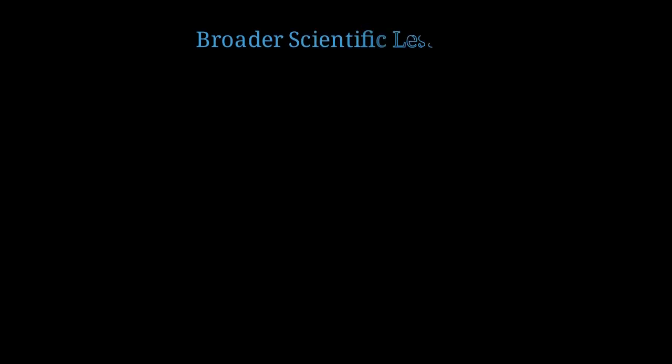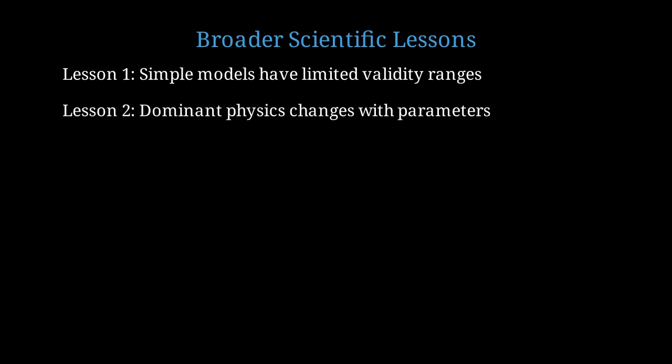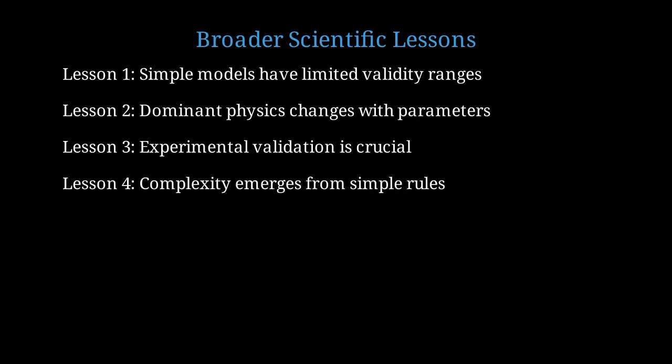What broader lessons does this teach us about scientific modeling? Simple models like pure conduction are useful, but they have limited ranges of validity. Outside those ranges, they fail completely. The dominant physics can change dramatically with parameters like temperature. What matters at 200 degrees may be irrelevant at 500 degrees. Experimental validation using techniques like thermal imaging is crucial for testing theoretical predictions and revealing missing physics. Complex, irregular patterns can emerge from relatively simple physical laws operating in nonlinear regimes with spatially varying boundary conditions.